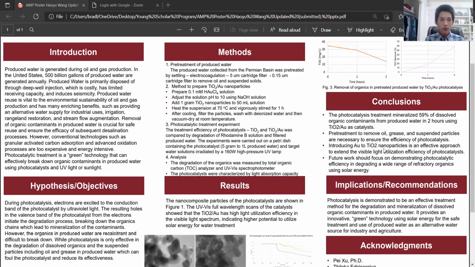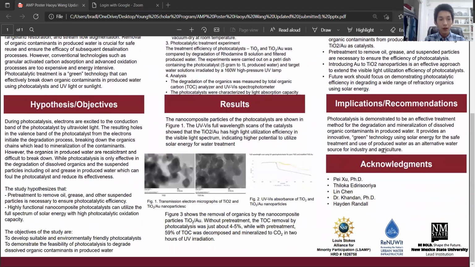So the hypothesis. During photocatalysis, electrons are excited to the conduction band of the photocatalyst by ultraviolet light. This results in holes in the valence band of the photocatalyst, which causes electrons from the contaminants, from the organics, to fill these holes, which causes degradation over time. These photocatalysts speed up this process and use UV light as an energy source. The organics in produced water are recalcitrant, which means they're difficult to break down, and so photocatalysts are very effective for this, where other treatment methods are not.